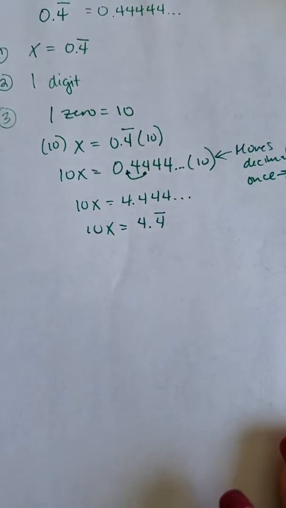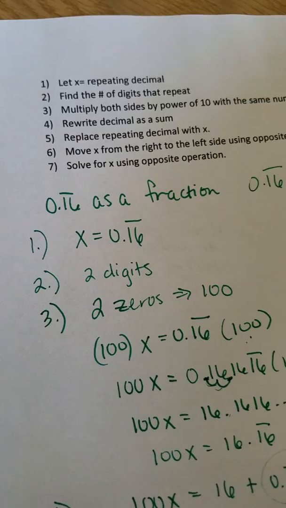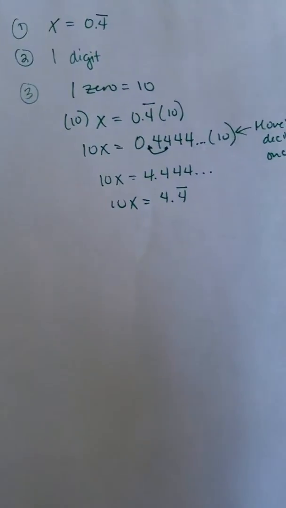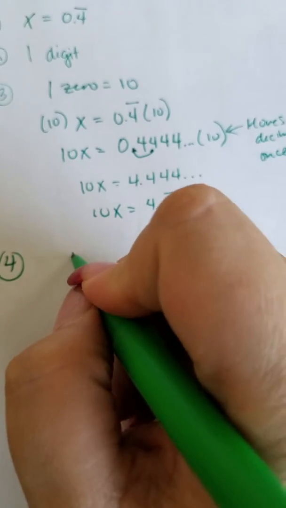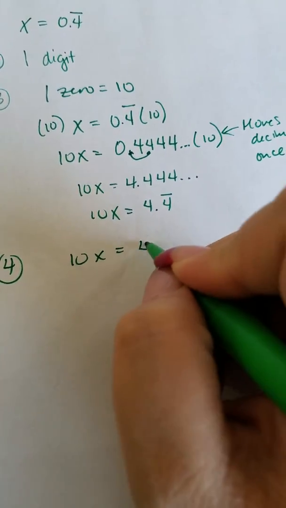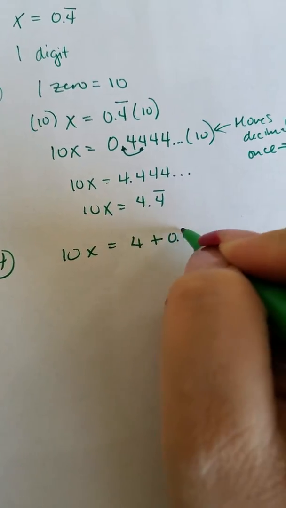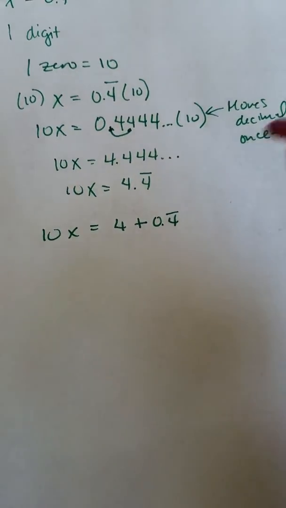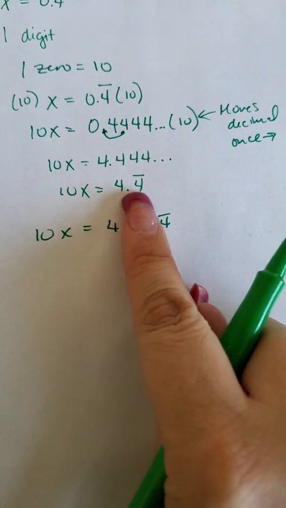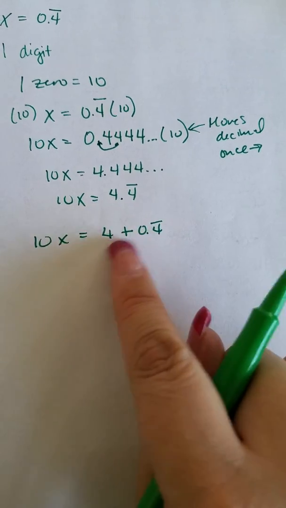Okay, let me check the steps. Step number 4, rewrite it as a sum. So I can rewrite this as 4 plus the decimal. So again, taking the whole decimal, splitting it up into 2 separate decimals.